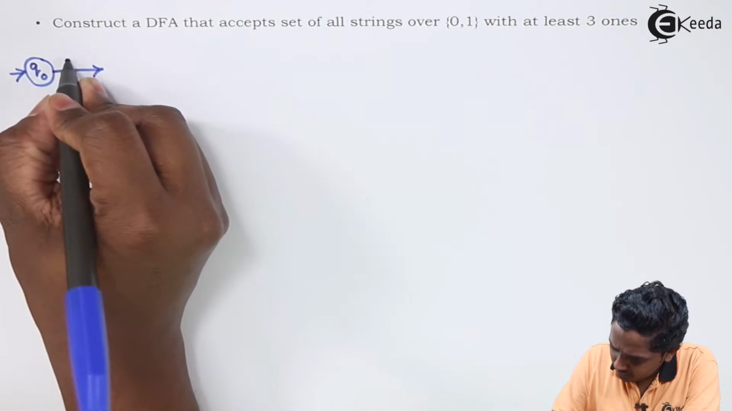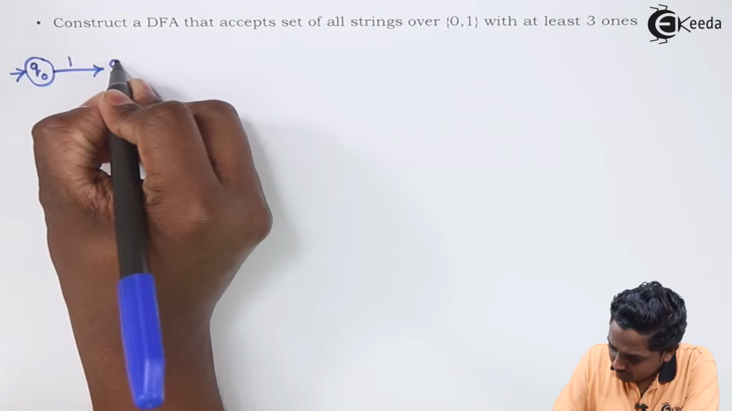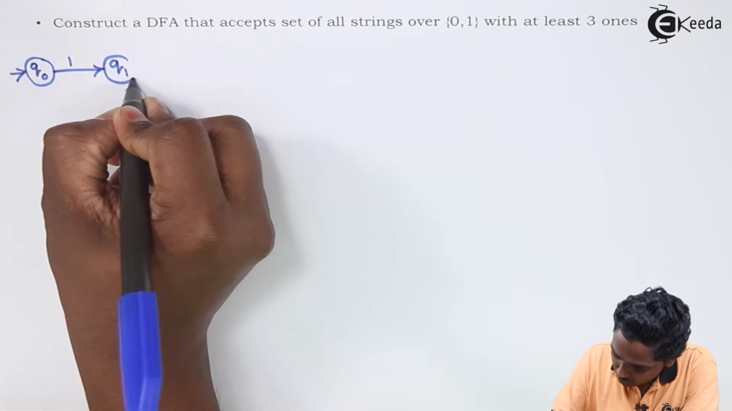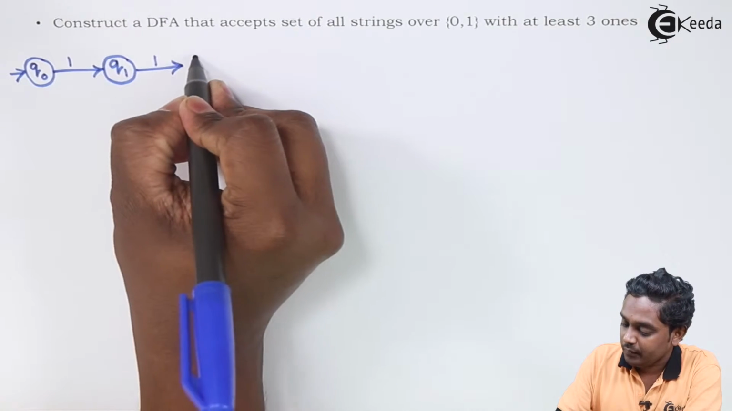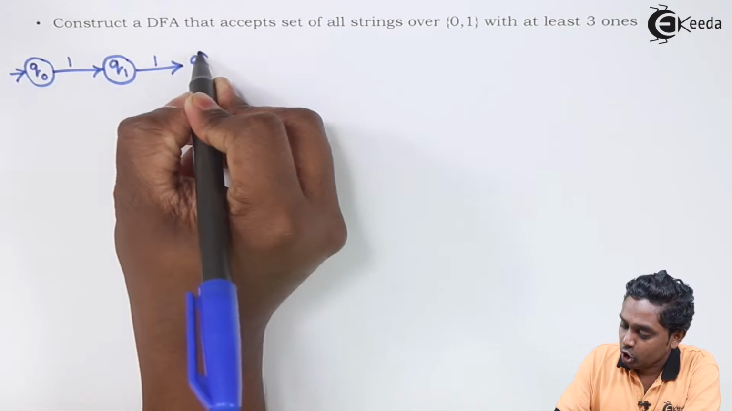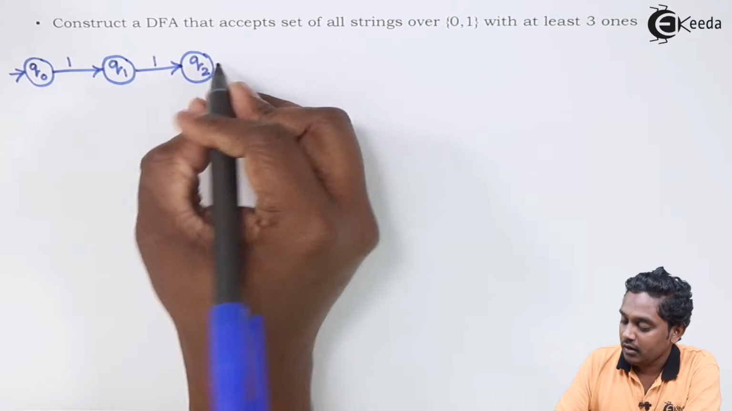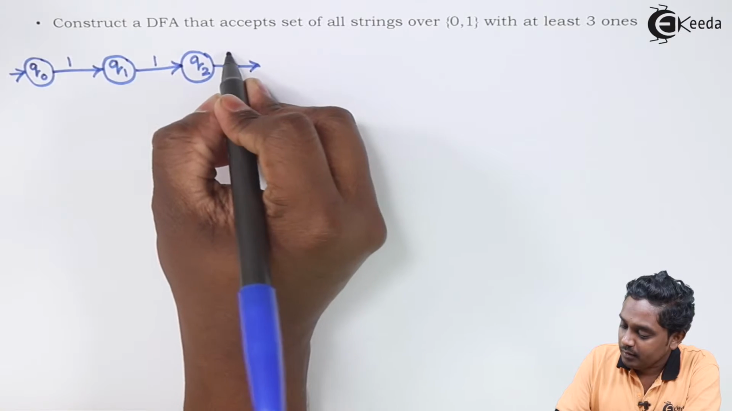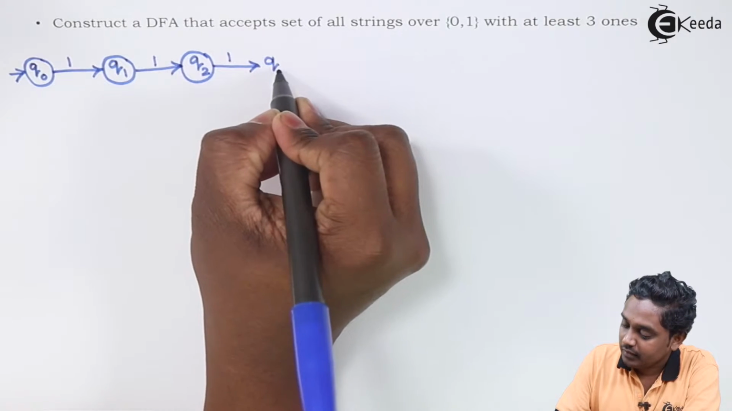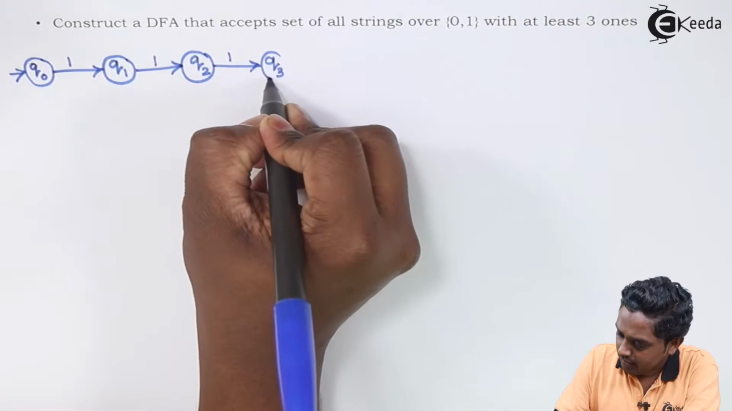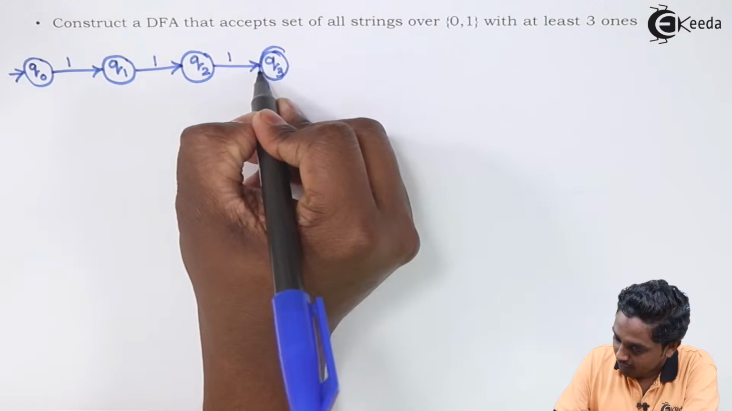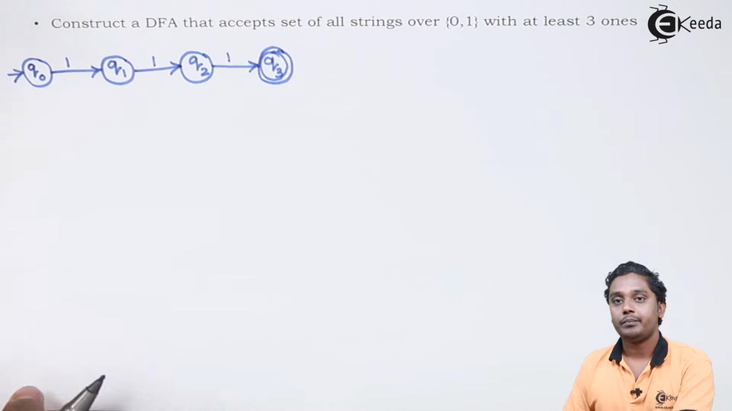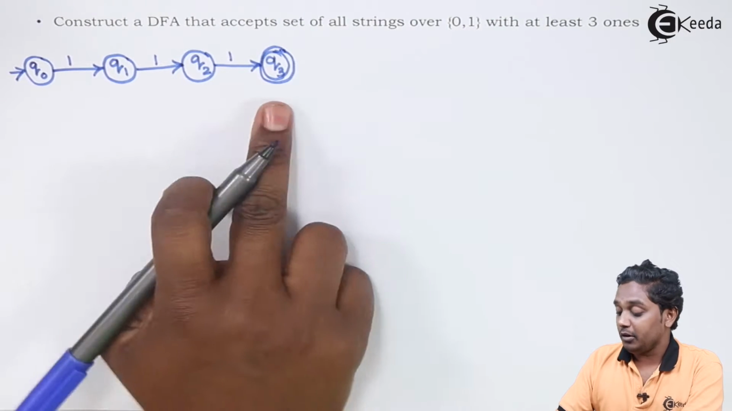On the first one, we have to remember that we have seen 1 once. On the second one, we will remember that we have seen 1 twice. On the third one, we will remember that we have seen 1 thrice. You see, this is the final state. Why? Because we have already seen 1 thrice. We have been ignoring 0.